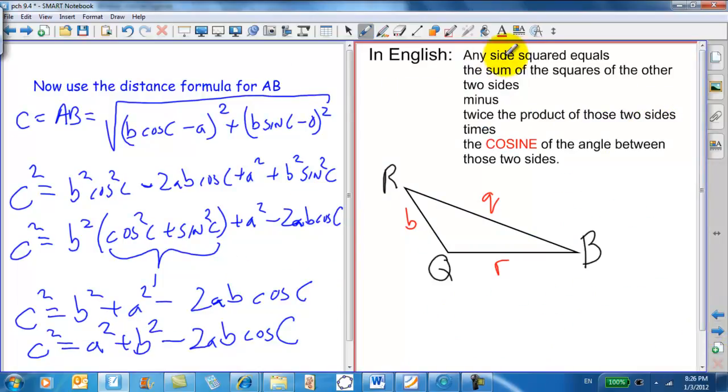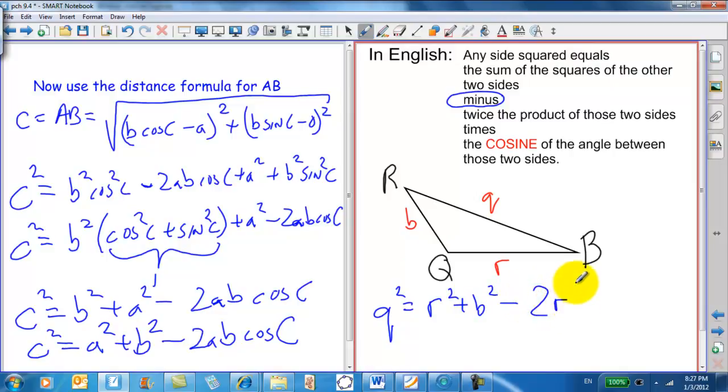Now in English, this means any side squared equals the sum of the squares of the other two sides. And that's the Pythagorean theorem. But then minus twice the product of those two sides times the cosine of the angle between these two sides. So let's try it with this. q squared then, that's any side squared, equals the sum of the squares of the other two sides. So it's r squared plus b squared minus twice the product of the other two sides, r times b, times the cosine of the angle between them, the cosine of q.